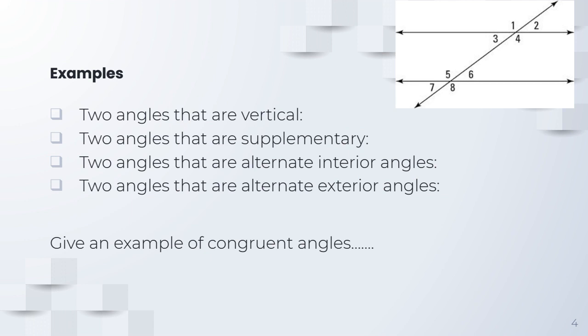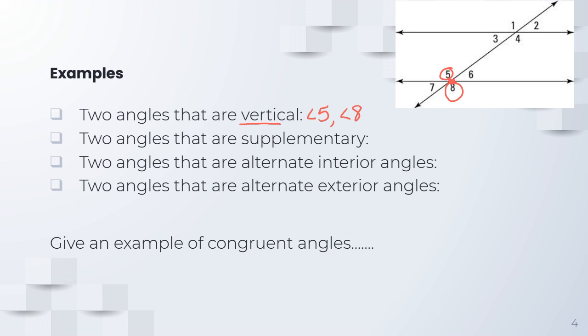So our first example says, name two angles that are vertical. So remember that vertical angles are two angles that are opposite of each other that share the same vertex. So one example would be angle 5 and angle 8. Those two would be vertical to each other because they are opposite of each other and they both share the same vertex. So what would another set of angles be that would be vertical?